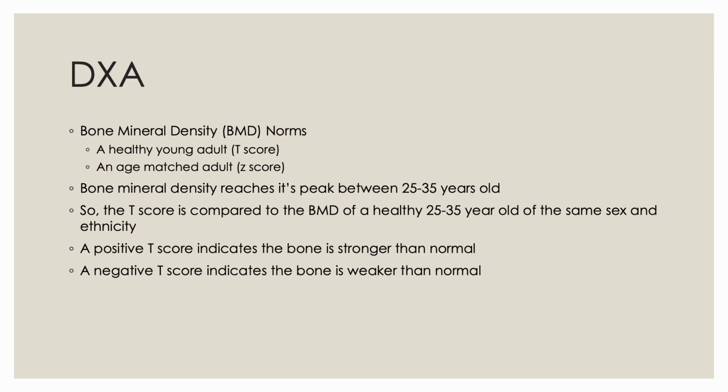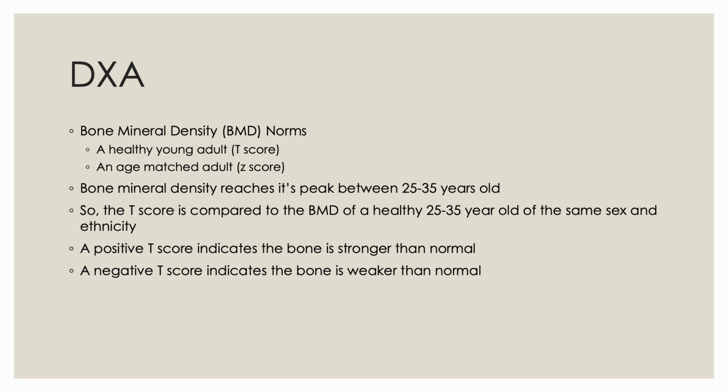When we're looking at a DEXA scan, which assesses bone mineral density, we want to compare it to various norms. We have T-score norms for healthy young adults, and we also can compare it with Z-scores for an age-matched adult. If you remember, Z-scores are the way we convert some of our data so that the mean score is 0 and each standard deviation is 1.